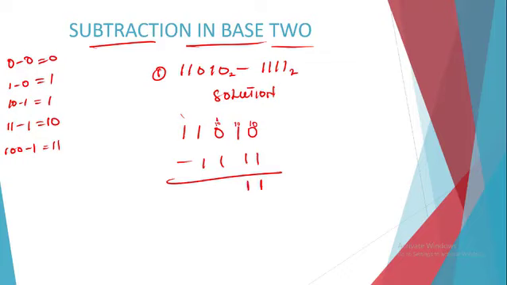Here we are left with what? 1. 1 minus 1 is 0, and here we are left with what? 0. So we borrow this 1 here and add it here, it becomes what? 10. And then 10 minus 1 will give us what? 1. So we have 1011 as our answer.